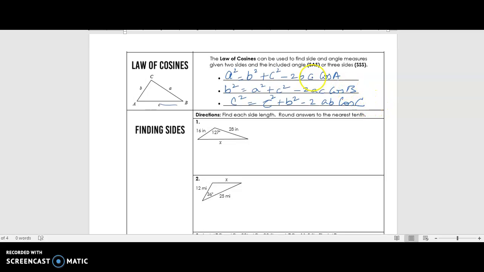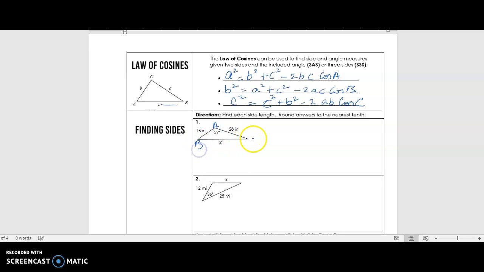So now we'll use these laws to find sides. Okay, so here we have 127 degrees. This is the unknown x, and we have two other knowns. So that is when we usually use the law of cosines: when one angle is given and two sides are given, like side, angle, side, and we need to find the opposite side. Okay, so let's first name it so we don't get confused.